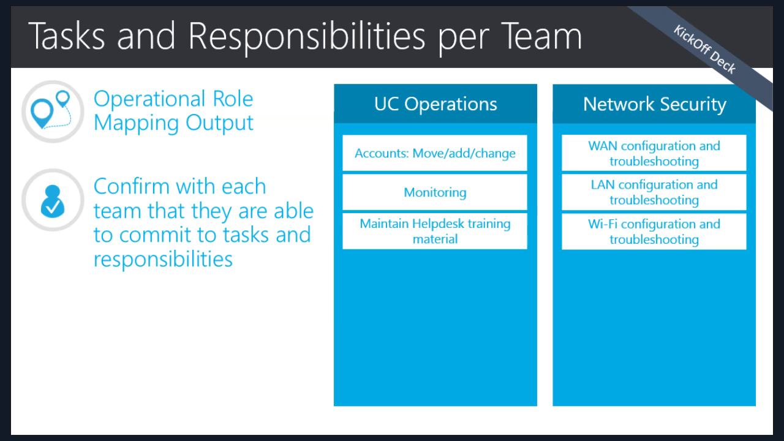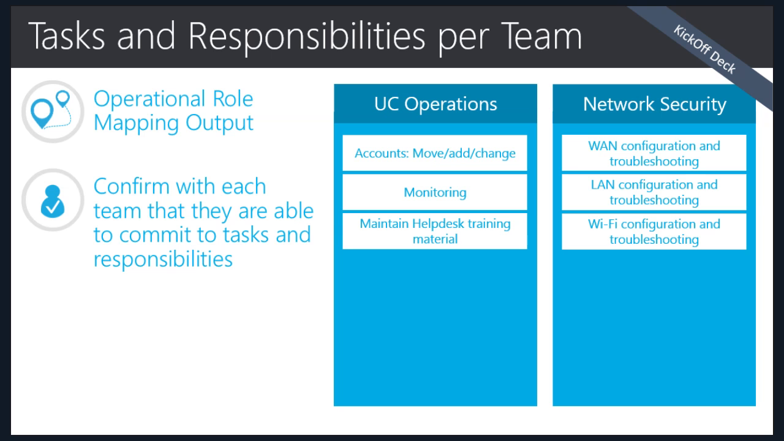So we have that one. So we have the output on a per team basis. So we now know what the UC team needs to do. We now know what the network security team needs to do. The next part is that we'll now reach out to each team and share the list with them.